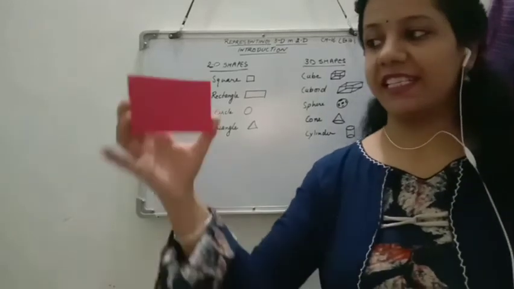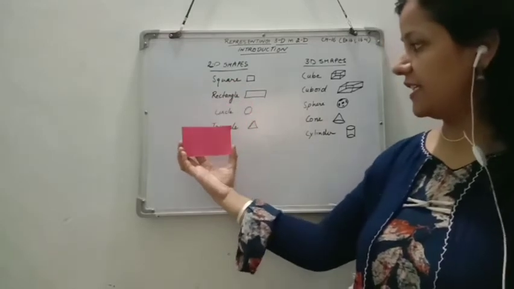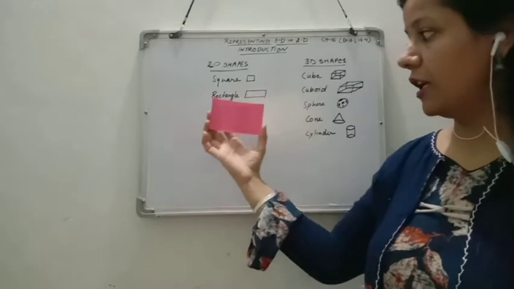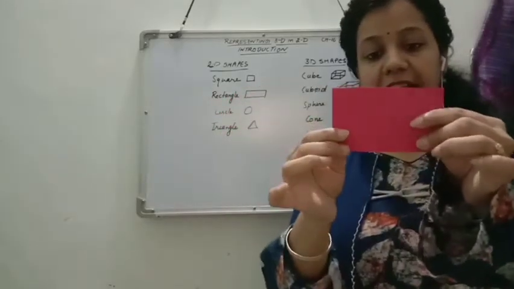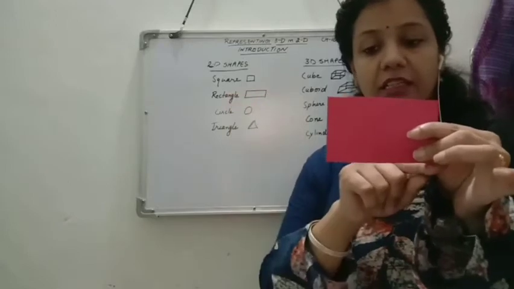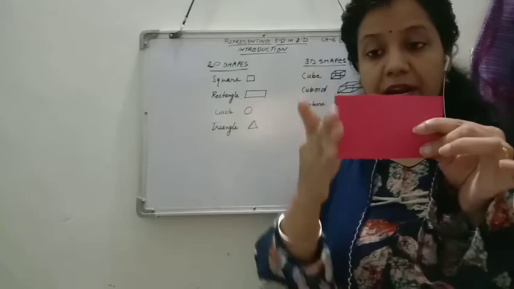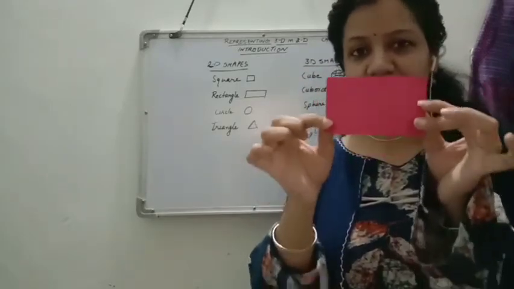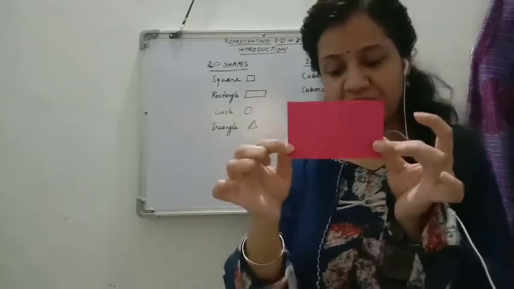Now, you can see this card. What is the shape of this card? This is a rectangle. You can see that this rectangle has two sides, length and breadth, and it does not occupy any space. This is called a 2D shape. This type of shape is called a 2D shape.